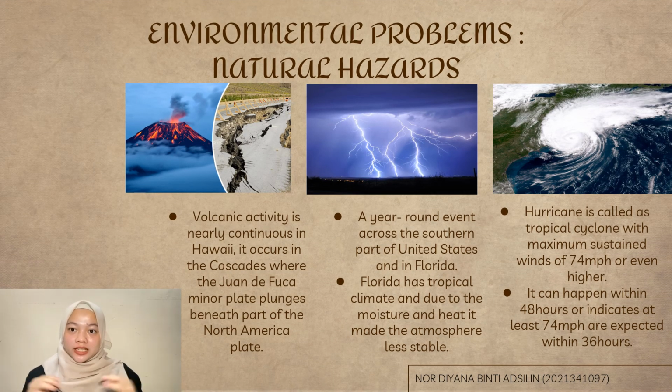Environmental problems, natural hazards. The fourth picture is about volcanoes and earthquakes. Volcanic activity is nearly continuous in Hawaii. It occurs in the Cascades, where the Juan de Fuca minor plate plunged beneath part of the North America plate.